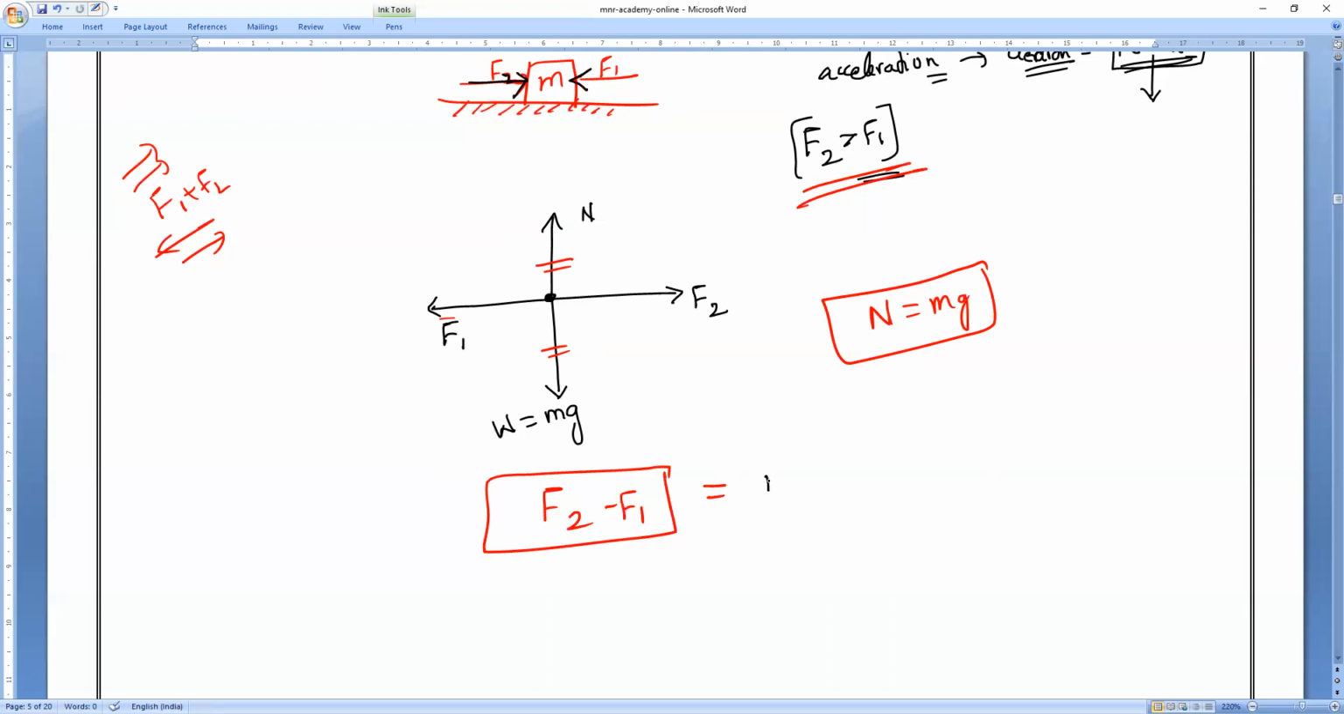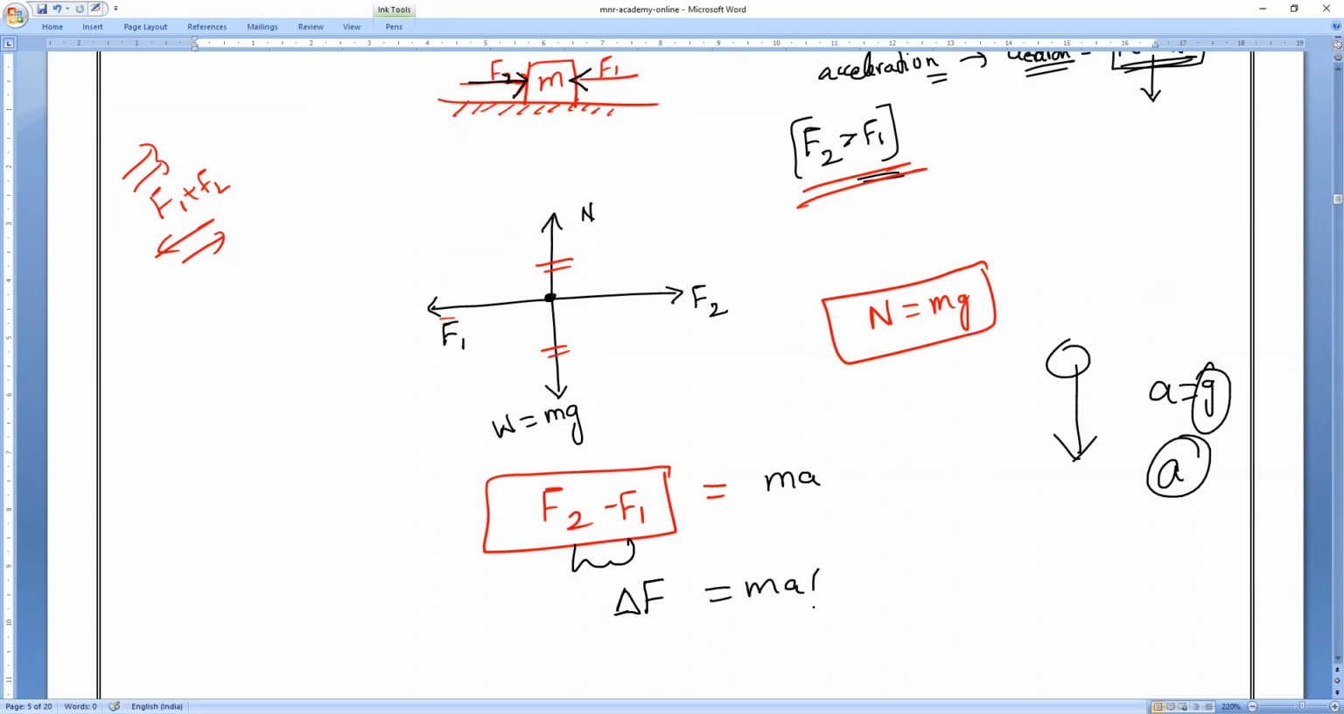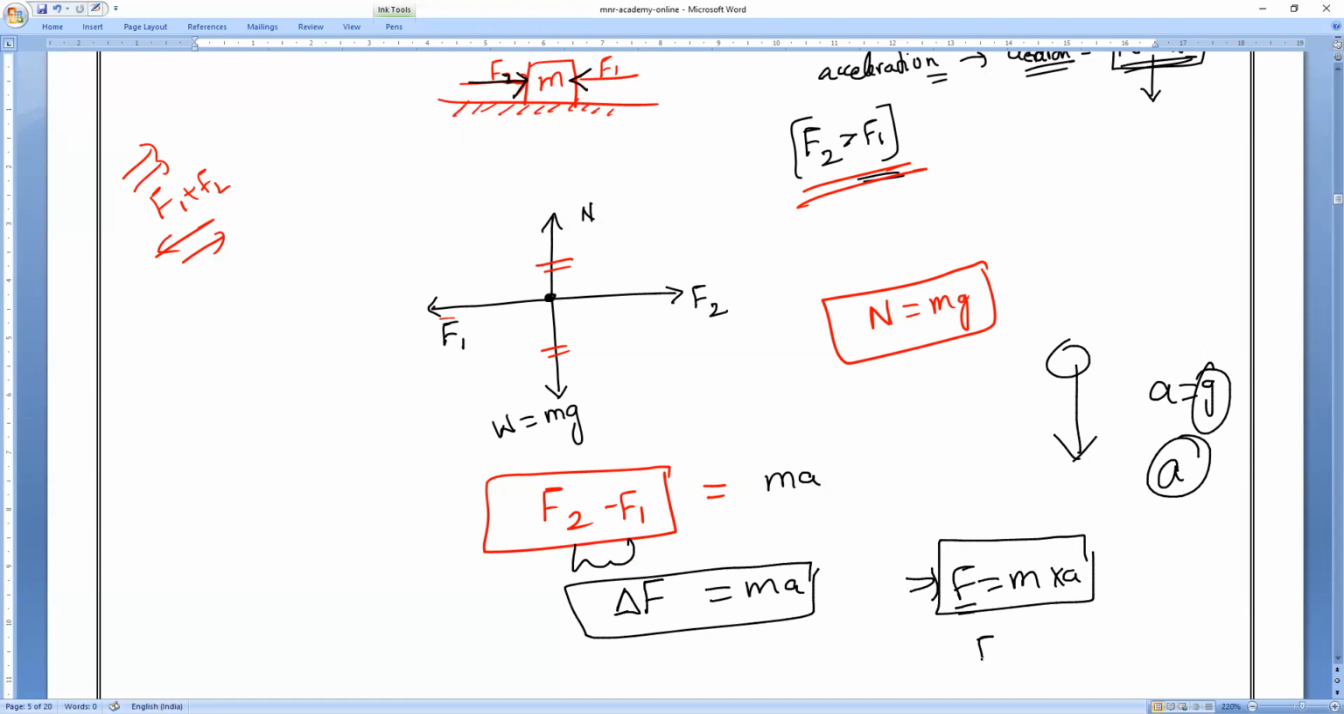So F2 minus F1 is equal to mass into acceleration due to gravity. If it is freely falling, we can say A is equal to g, where A simply means acceleration and g means acceleration due to gravity. In this case, this change in force you can write as delta F. Delta F is equal to m into a, or you can write simply F is equal to m a, but here F means F2 minus F1. If you get a free fall case or whatever the case, this is what you should understand.